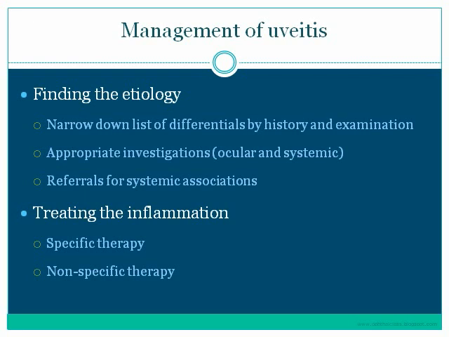To find out which of these conditions is the cause, appropriate ocular and systemic investigations are done. A few referrals for the systemic manifestations may also need to be given. After the etiology is found, the next part is treating the inflammation. The specific therapy is for the etiology, and the non-specific therapy is generally given in all types of uveitis for managing the inflammation and its consequences.